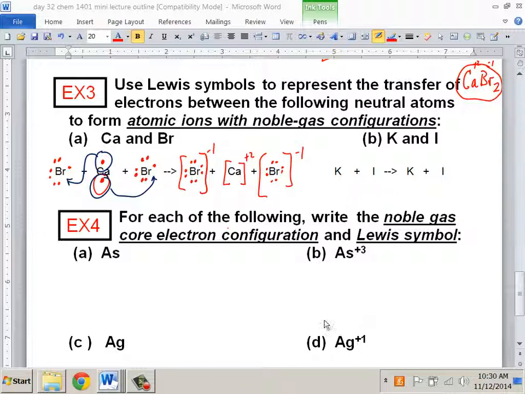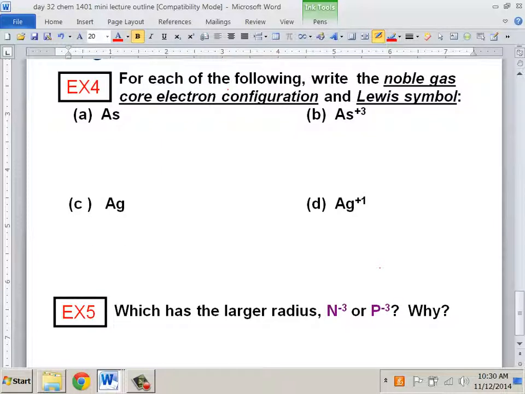You got it? You guys aren't writing your answers, so I don't know if you... Okay. All right, let's try this one. For each of the following, write the noble gas core electron configuration and Lewis symbol. So write the noble gas core electron configuration and the Lewis symbol for each of these neutral atoms or their ions.